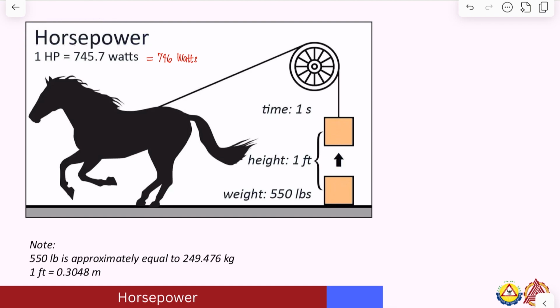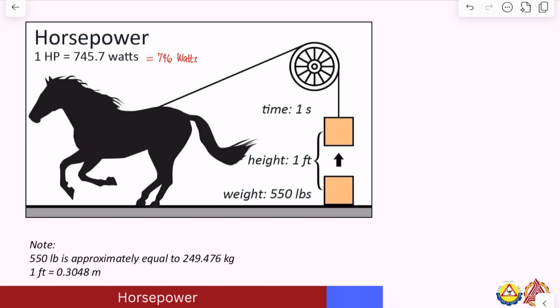Again, 1 horsepower is the power exerted when you have to lift a 550 pound weight to a height of 1 foot, or approximately just about a ruler height, in a matter of 1 second. So that power is 1 horsepower.